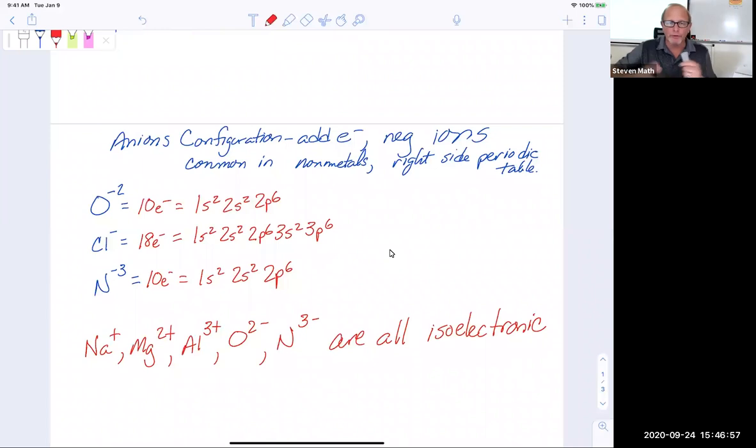So this is how we've revisited electron configurations. We've done anions, we've done cations, and in the next video, I'm going to show you how to do noble gas configurations. So I'm Smath. These are electron configurations, and I hope that this video helped.